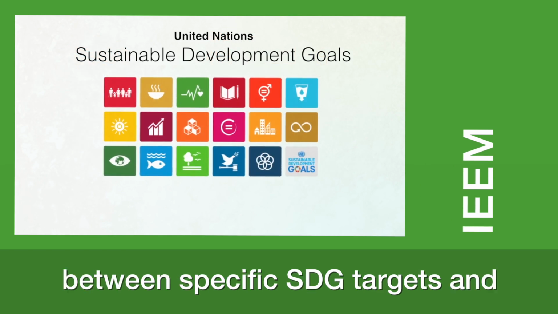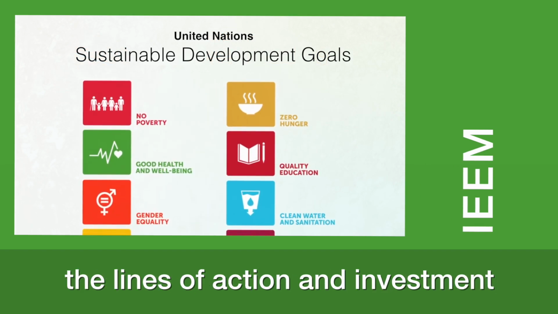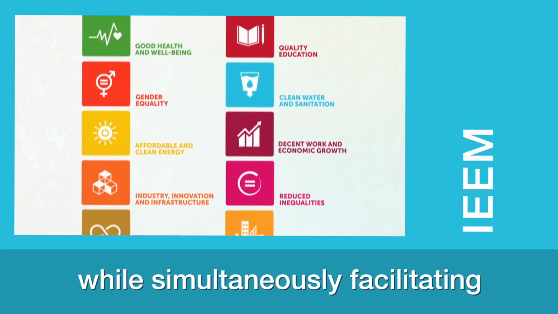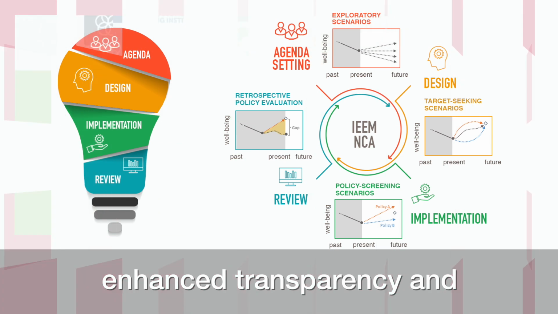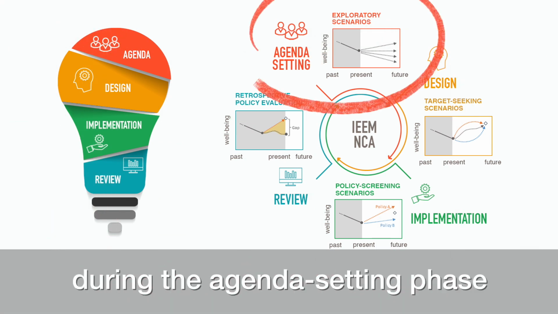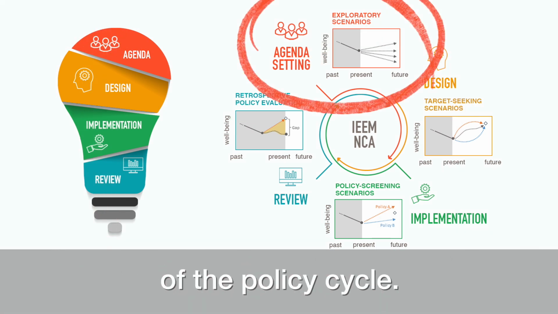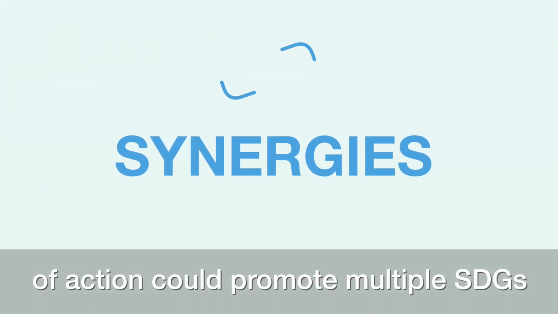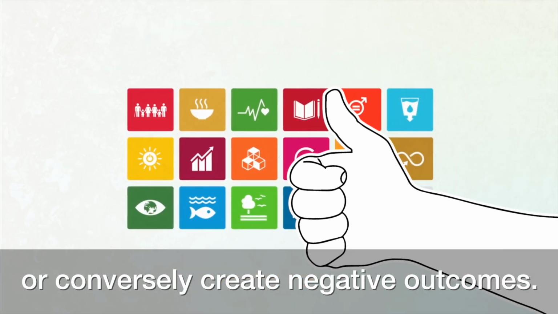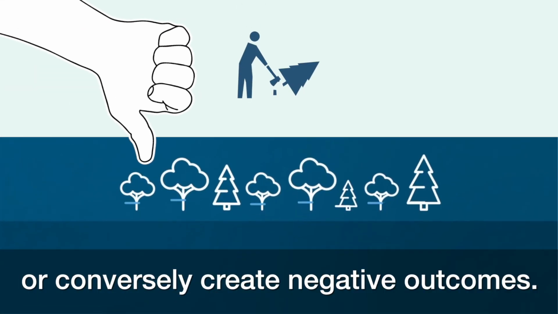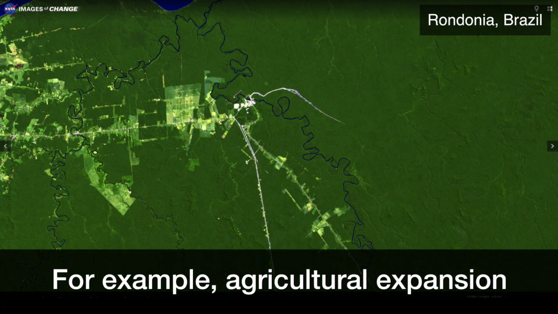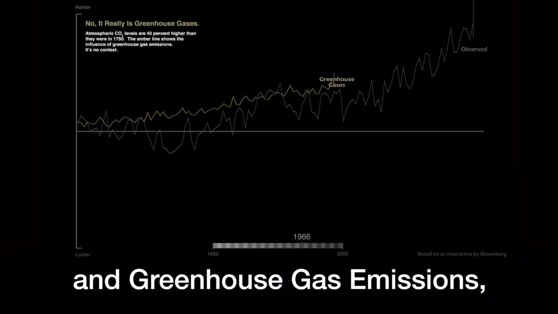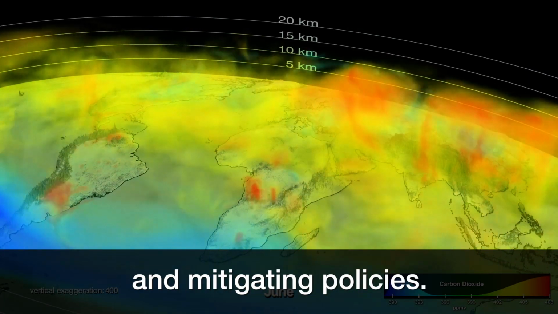EEM revealed gaps between specific SDG targets and the lines of action and investment the Guatemalan government pursued, while simultaneously facilitating enhanced transparency and prioritization of objectives during the agenda-setting phase of the policy cycle. EEM's integrated approach also revealed synergies where one line of action could promote multiple SDGs or conversely create negative outcomes. For example, agricultural expansion led to higher rates of deforestation and greenhouse gas emissions, highlighting the need for complementary and mitigating policies.